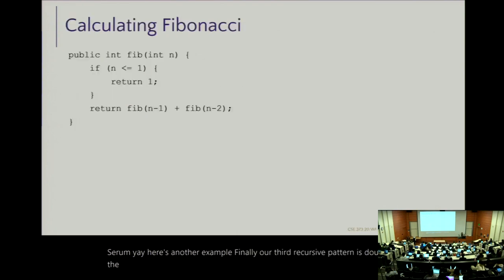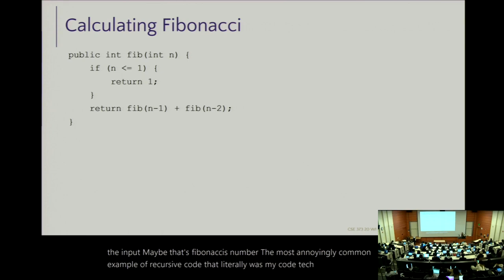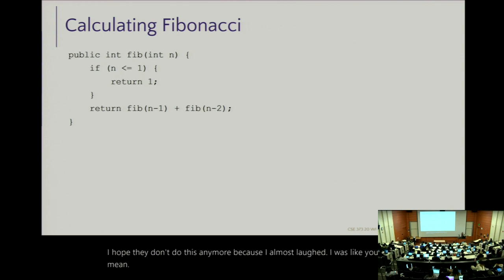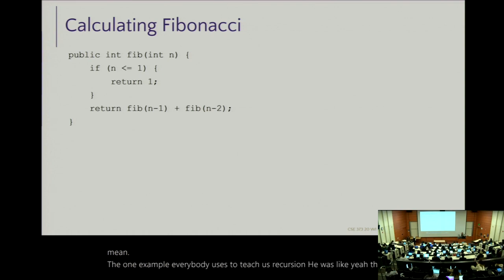Maybe that's Fibonacci's number, the most annoyingly common example of recursive code. That literally was my code tech screen question when I got hired as a developer at Microsoft. Literally. I hope they don't do this anymore because I almost laughed. I was like, you mean like the one example everybody uses to teach us recursion? He was like, yeah, that one. I was like, here?